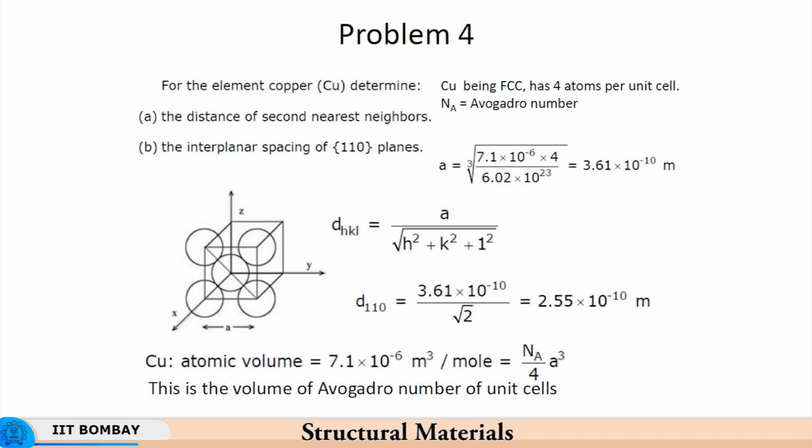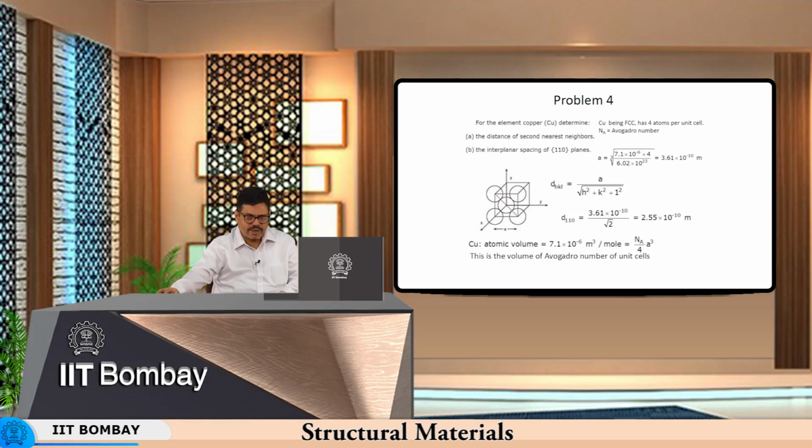So now based on this we have the molar volume given as 7.1 into 10 to the power minus 6 cubic meters, and based on this equation we get A, that is the lattice parameter, as 3.61 into 10 to the power minus 10 meters. So you multiply this by 4 and divide it by Na and then take the cube root of that. That is what has been shown here. So 3.61 into 10 to the power minus 10 meters. So this lattice parameter is known now.